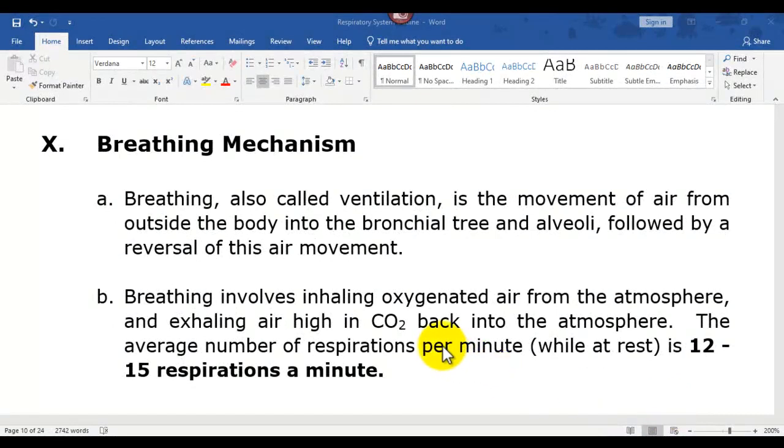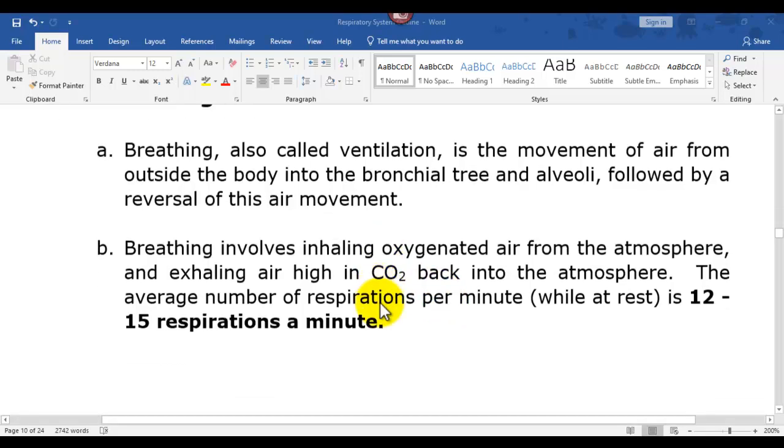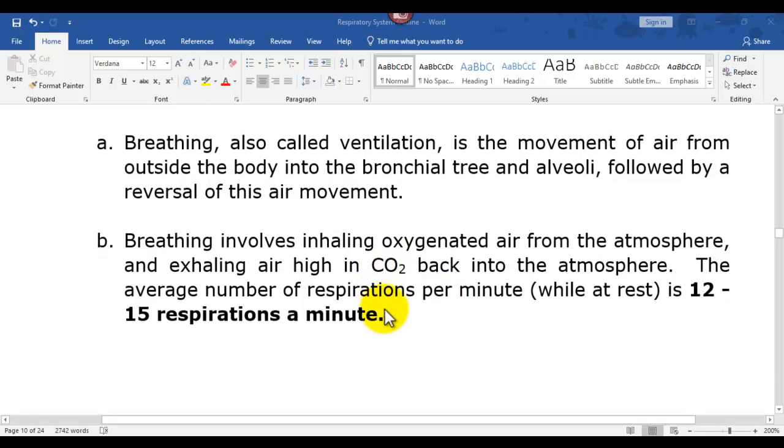Okay, we are on to the mechanism of breathing, which is called ventilation. Of course, a machine that does it for you is called a ventilator. So, ventilation is the movement of air from outside the body into the bronchial tree and alveoli, followed by the reversal of air movement. So, basically, air moving in and out of the lungs. That's ventilation.